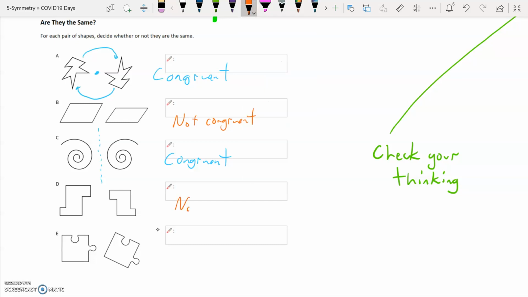Fourth one, not congruent. Again, they're the same type of shape. They have the same 90-degree angles, but they're not the same size. So they're not congruent. We're going to talk about that in the next section of our symmetry unit. In a couple of weeks, we'll talk about what symmetry transformation would change one shape to the other. But for right now, they're not congruent. You can't get one shape into the other version of it by a flip, spin, or slide.